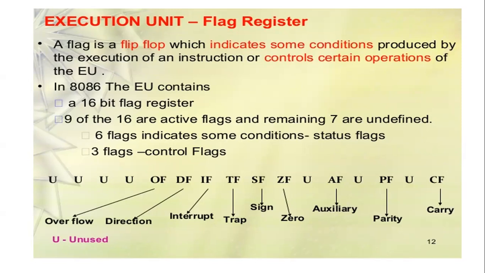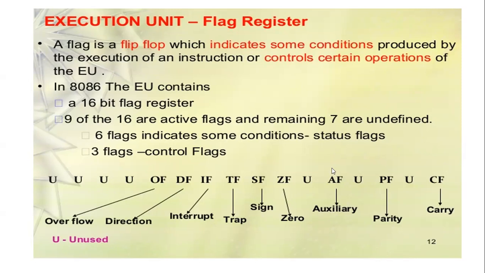This processor uses the auxiliary flag mainly to perform binary to BCD conversion. Next is the zero flag. This flag is set to 1 when the result of an arithmetic or logical operation is 0, or else it is set to 0.